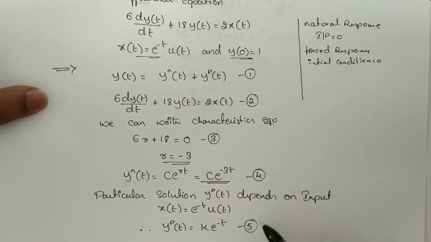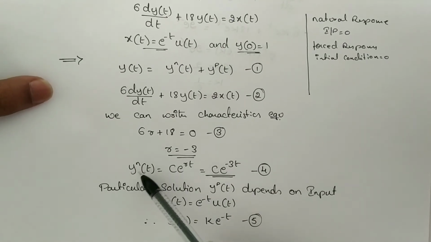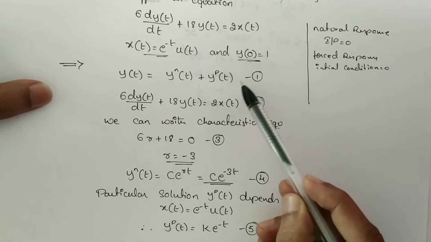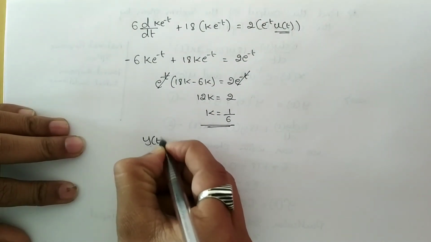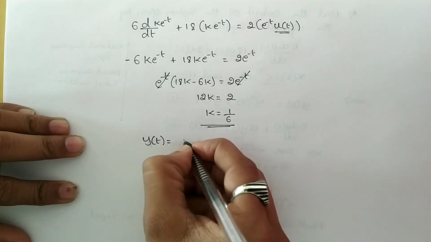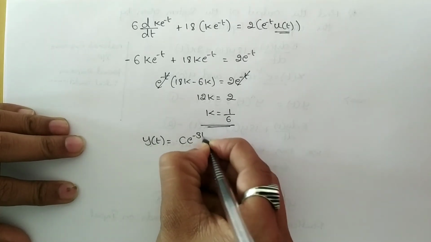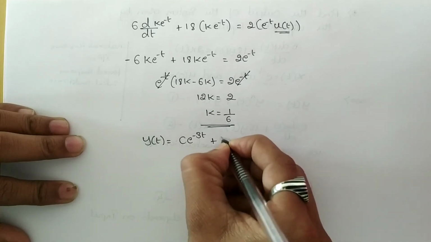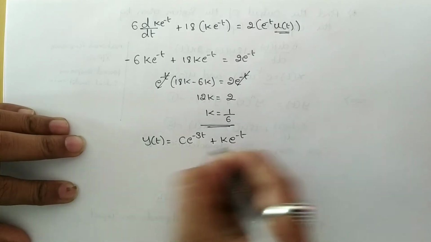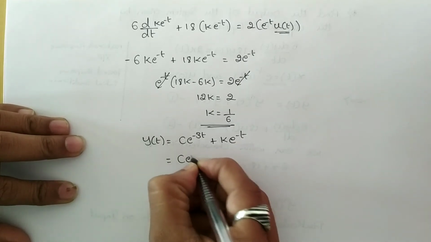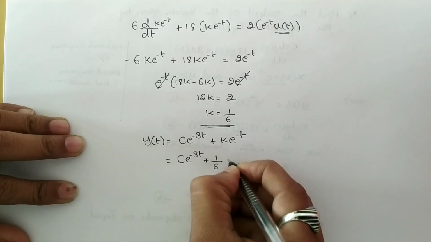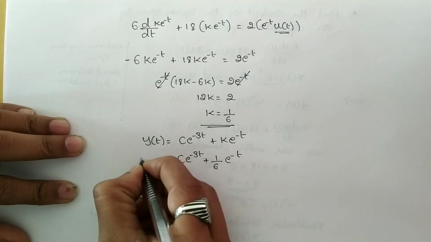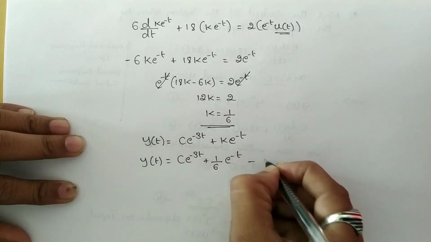Substituting equation 4 and 5, the value of the natural response yn of t and yp of t in equation 1, we will be getting y of t, the total response, will be equal to c times e power minus 3t plus k into e power minus t. And the value of k is 1 by 6, substituting it, marking it as equation number 6.